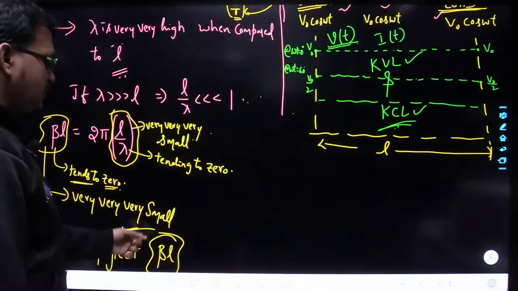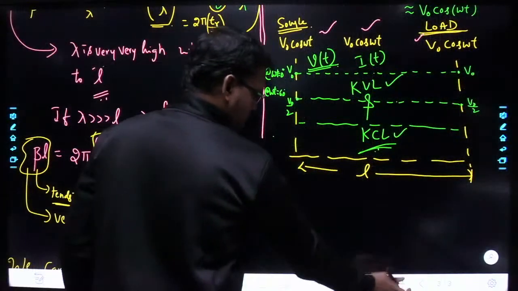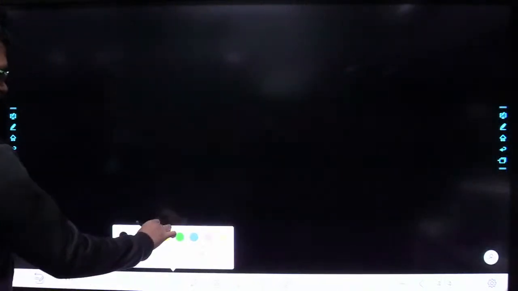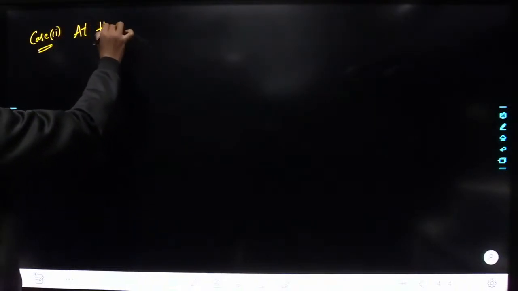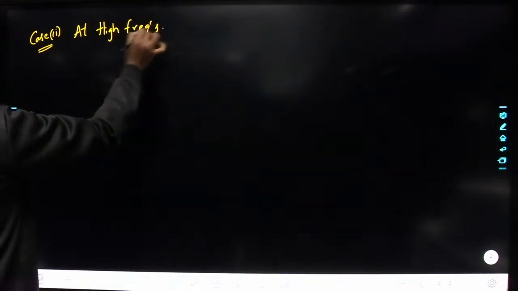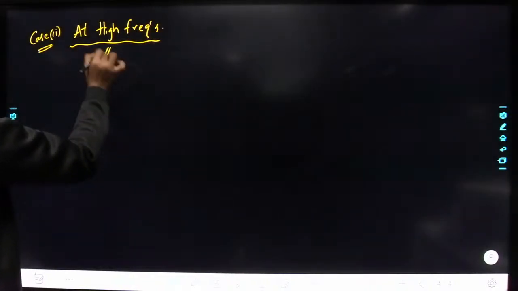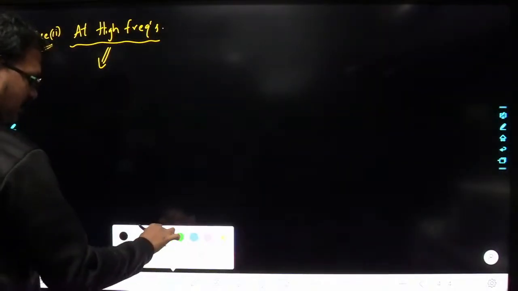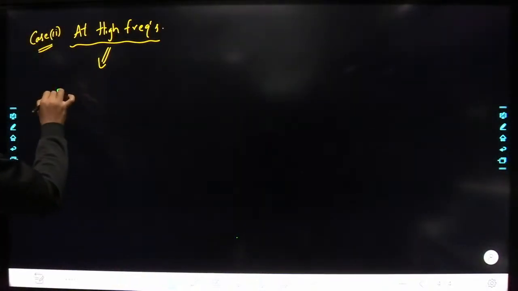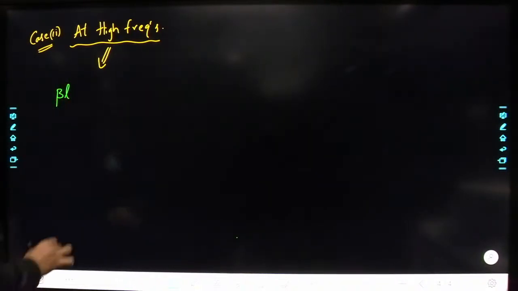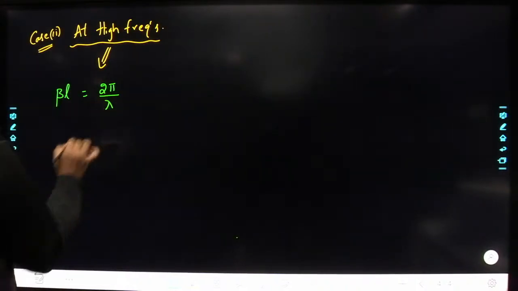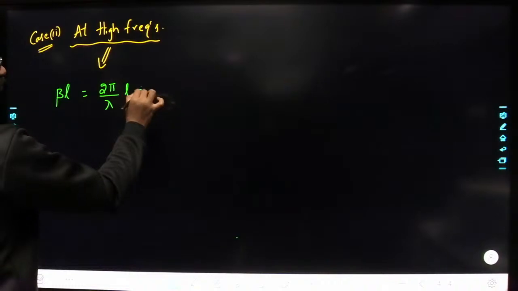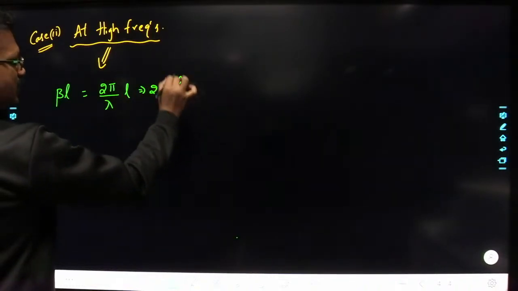Okay, so next. Next we will go for case 2, that is at high frequencies. What do you mean by high frequencies here? We will see that. So what happens to this change in phase shift along the length L? Beta L, I can write it as 2 pi by lambda into L, that is equivalent to 2 pi into L by lambda.